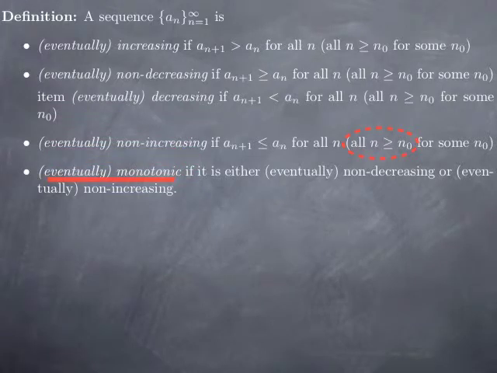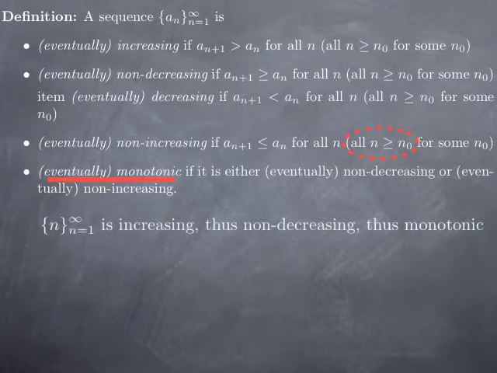We're going to call a sequence eventually monotonic if it is either eventually non-decreasing or eventually non-increasing, and monotonic if it is non-decreasing or non-increasing. So let's look at examples.